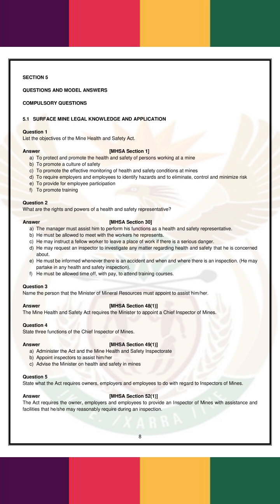The manager must assist him to perform his functions as a health and safety representative. He must be allowed to meet with the workers he represents. He may instruct a fellow worker to leave a place of work if there is a serious danger. He may request an inspector to investigate any matter regarding health and safety that he is concerned about.